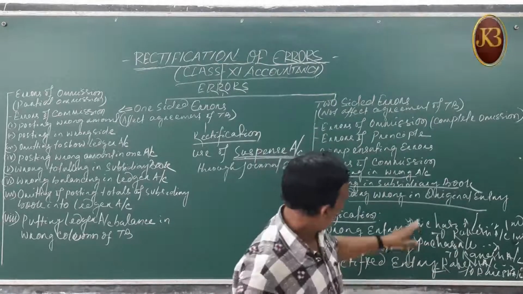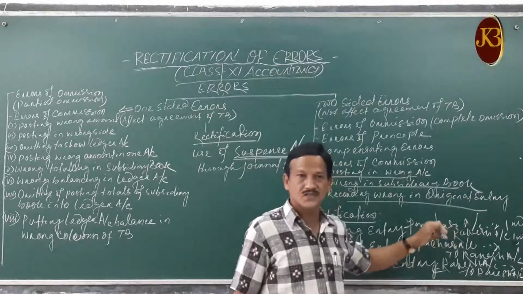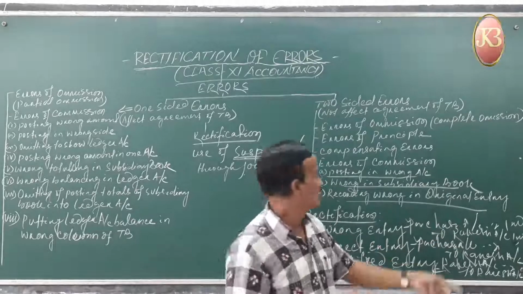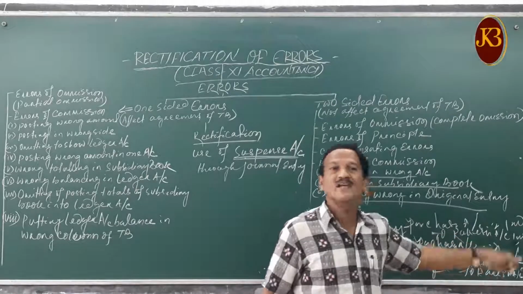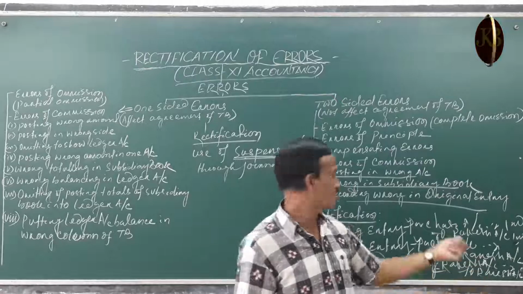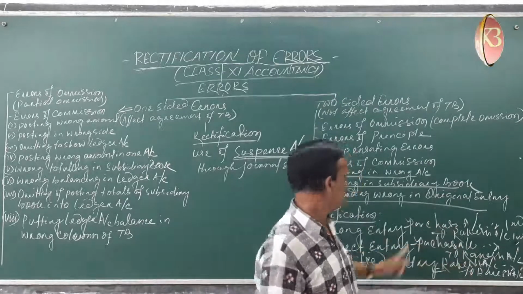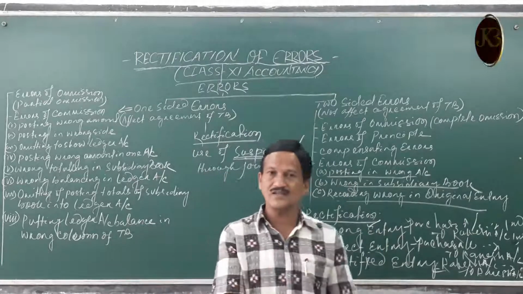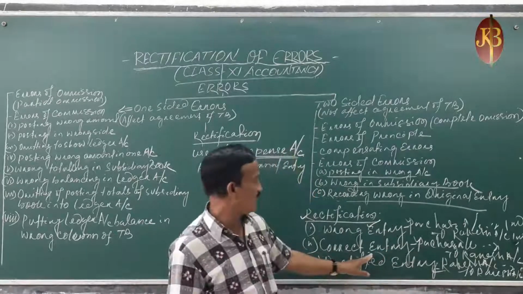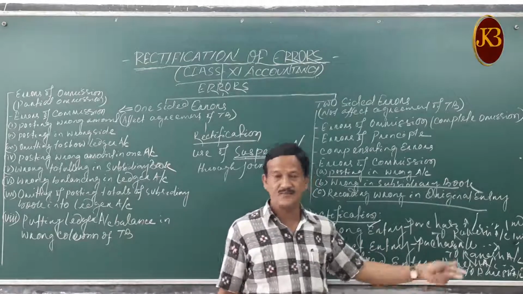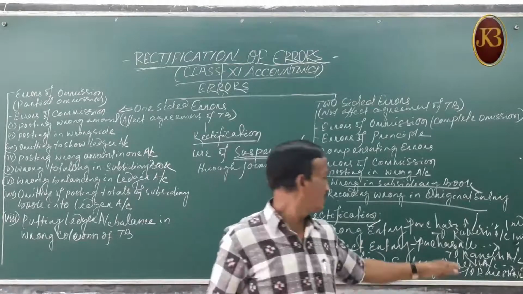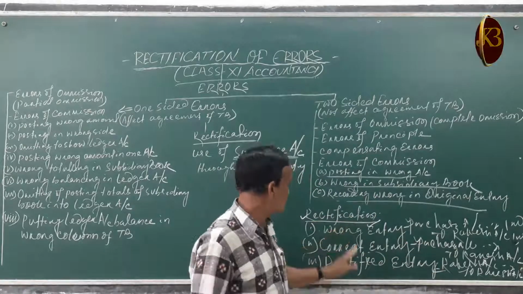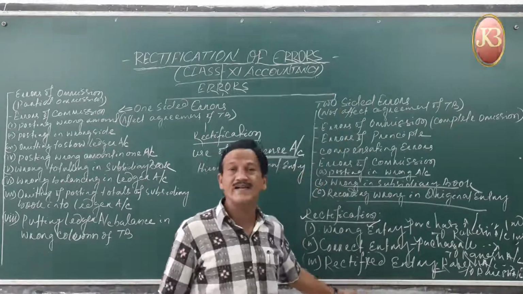So try to cancel the wrong entry first. If purchase is wrong, make it credit, it will be cancelled. If Rakesh is wrong, make it debit, it will be cancelled. So do the correct entry, the other one. So first do the wrong entry, then do the correct entry, then do the rectifying entry. The rectifying entry will be found automatically from both the entries.